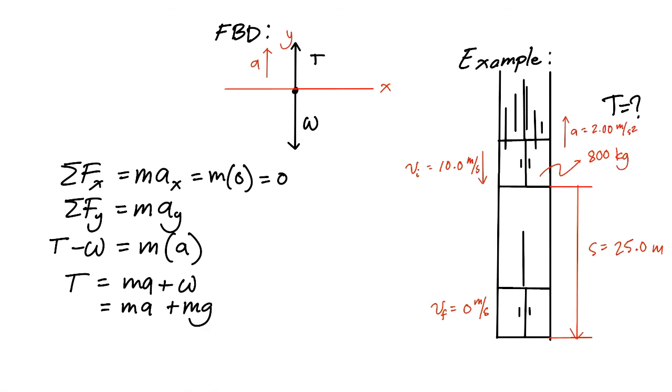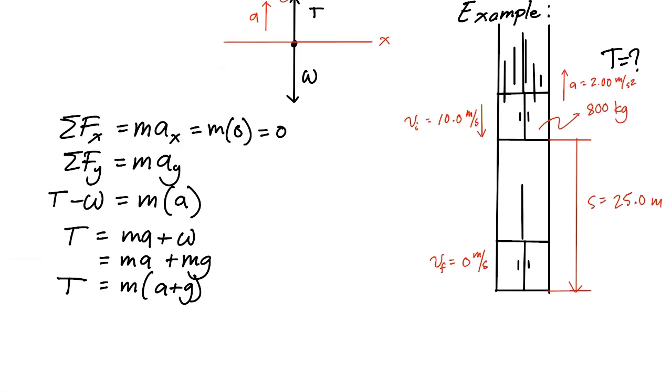Now, since meron silang m, both sides, actually, you don't have to do this. You can directly substitute yung values that we have. But for simplicity's sake, you notice na may pareho silang m, so we can factor that out. So, we have m, a plus g. Okay, so that simplifies yung equation na kailangan nating isolve. So, at this point, we simply substitute yung values that we have, yung given values that we have. The mass of the elevator is 800 kilograms.